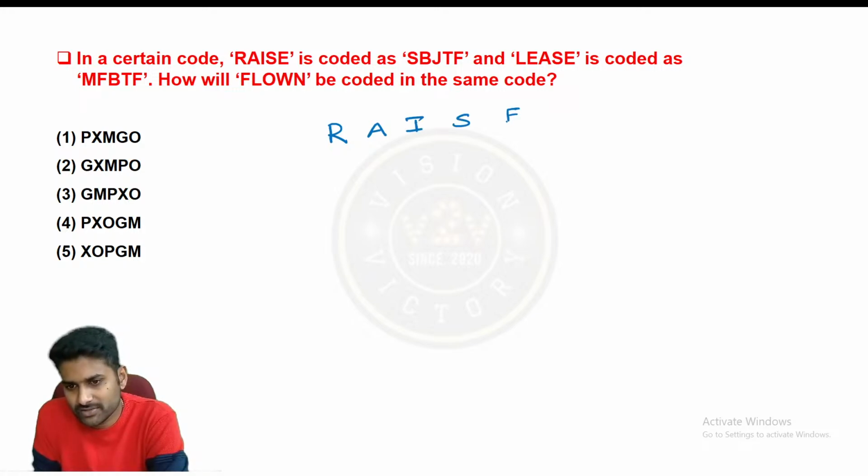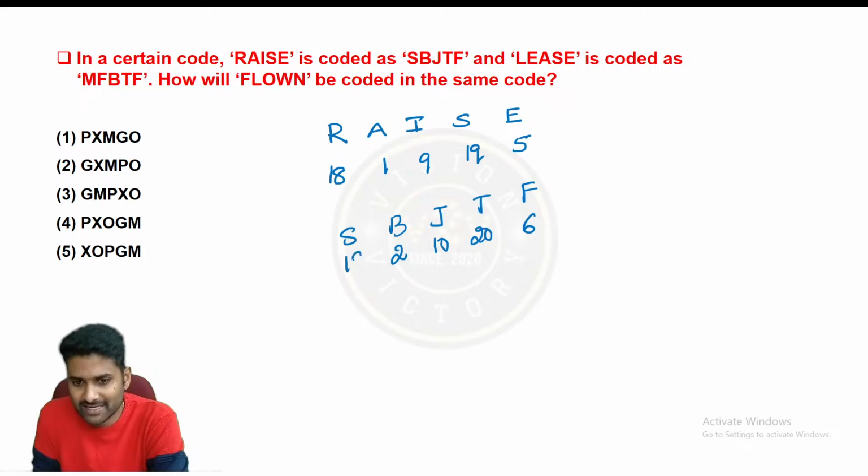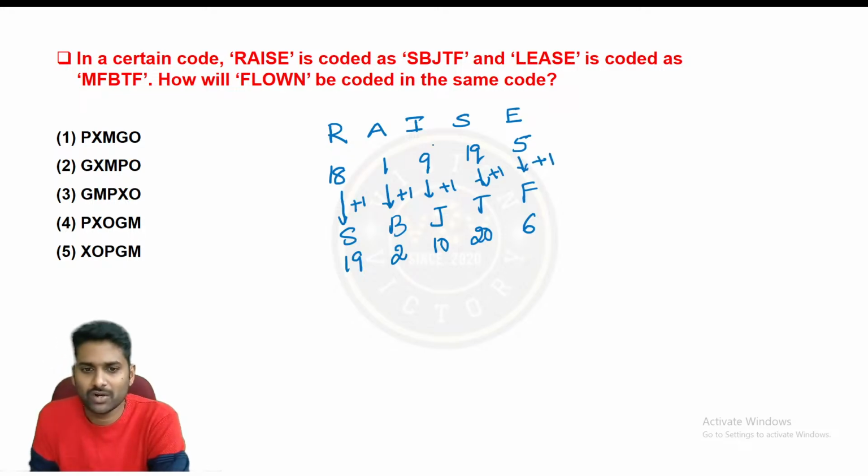Guys, understand. Just try to remember all the alphabetical positions. R is 18, A is 1, I is 9, S is 19, E is 5, coded as S, B, J, T, F. F is 6, T is 20, J is 10, B is 2, S is 19. Now you can understand the pattern: each and every letter is shifted one position forward. That is the pattern you can understand from this question. Now the question: how will FLOWN be coded in the same code?